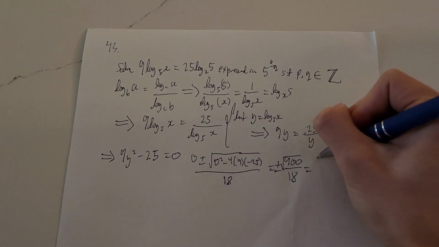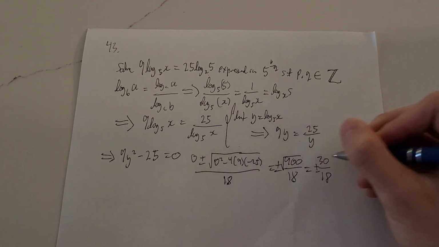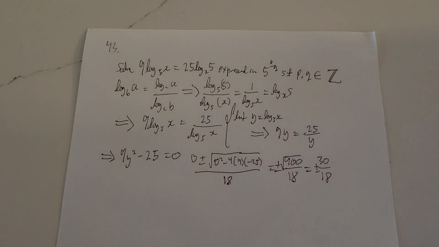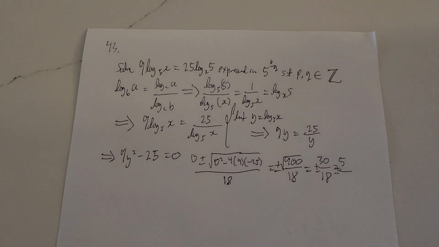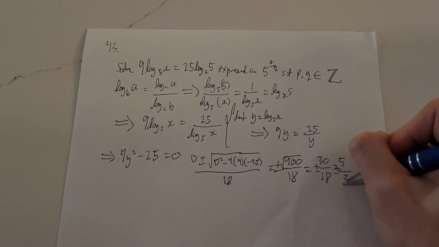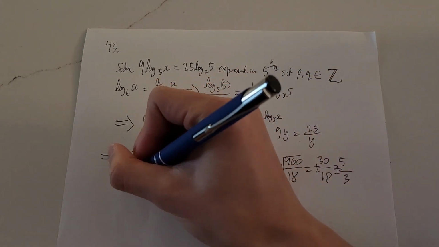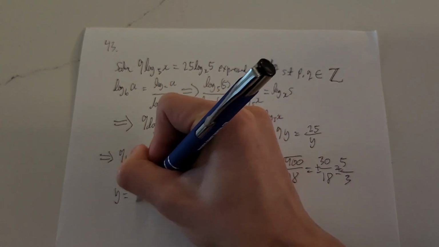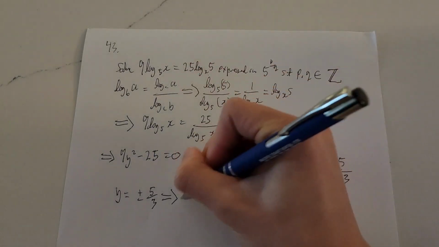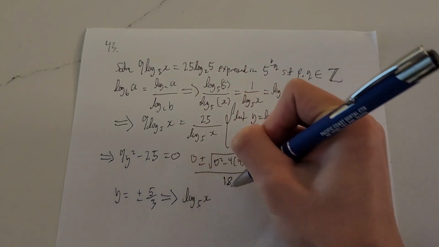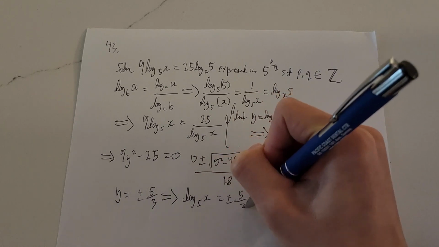How can we simplify this? And remember, everything's plus minus, right? Well, if we simplify it further, that's also equal to plus minus 5 over 18 over 3, right? So now, since we have y is equal to plus minus 5 over 3, this is going to imply that we have log base 5 of x is equal to plus minus 5 divided by 3.